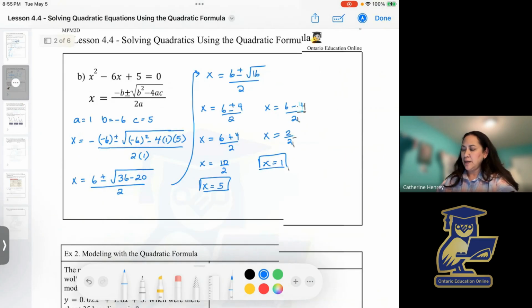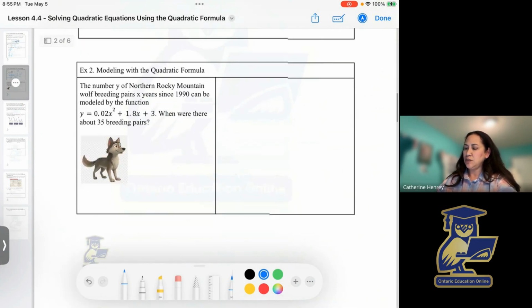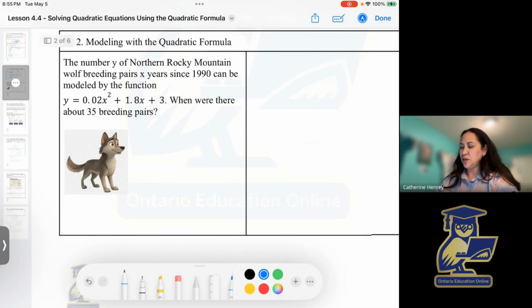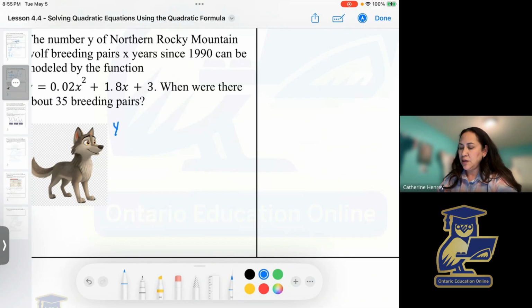All right, let's take a look at an application. We have the number y of northern Rocky Mountain wolf breeding pairs x years since 1990 can be modeled by the given function. So when were there about 35 breeding pairs? Let's start with the function. We have y equals 0.02x squared plus 1.8x plus 3. And we want to know when there were 35 breeding pairs.